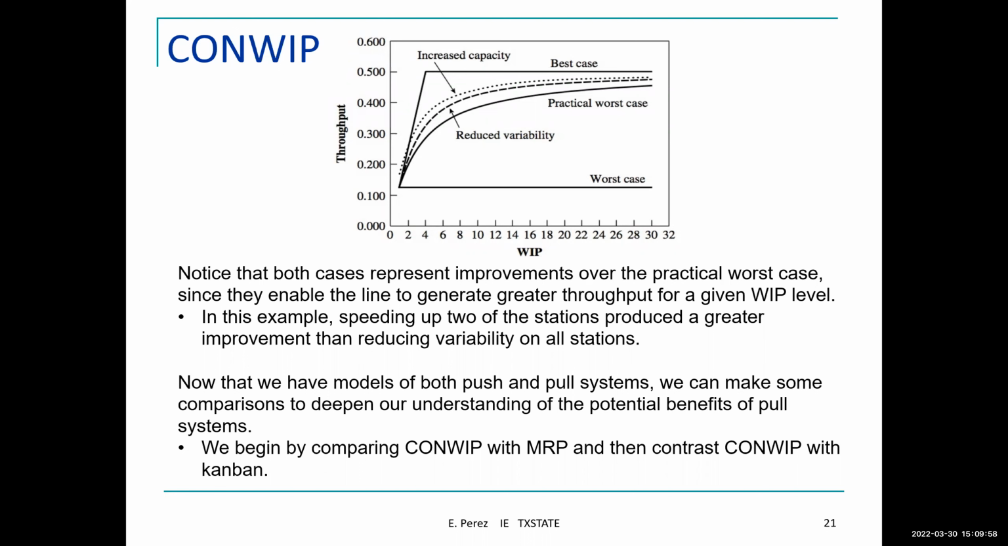Now that we have models of both push and pull systems, we can make some comparisons to deepen our understanding of the potential benefits of pull systems. So we begin by comparing CONWIP with MRP, and then contrast CONWIP with Kanban. MRP is for push, Kanban is for pull systems.